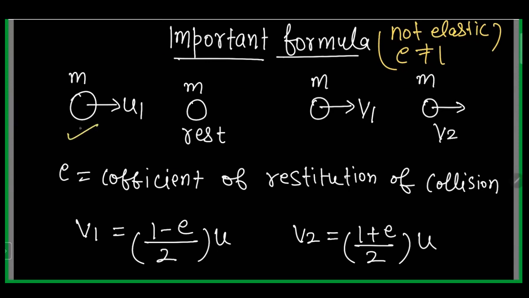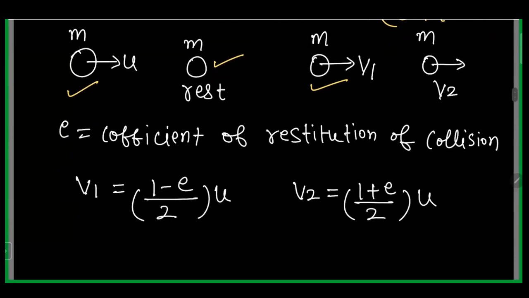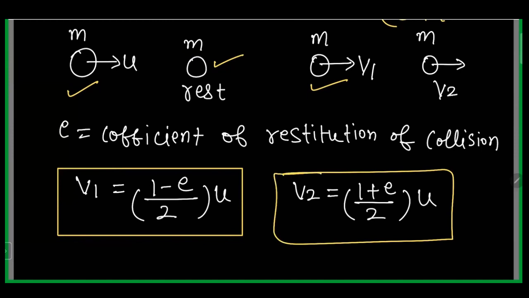So again, the same situation. Your body of mass m is coming with velocity u, and the second body is at rest. After the collision, body 1 will have velocity v1 and body 2 will have velocity v2. We can directly find v1 and v2 using these formulas. v1 is (1 minus e) divided by 2 into u, and v2 is (1 plus e) divided by 2 into u. So you don't have to do any complex mathematics.